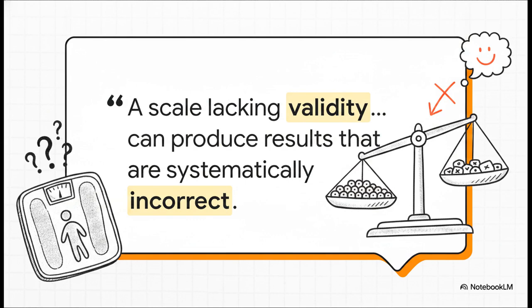So, the absolute crucial takeaway here is this. Highly consistent but invalid data is actually way worse than no data at all. Why? Because it leads to highly confident yet entirely flawed decisions. Think about a bathroom scale that is always exactly 50 pounds off. Is it reliable? Yes. Is it valid? Not at all. So the next time you design a survey or you're looking at some flashy data set in the news, ask yourself the most important question in research. Are they truly measuring what they think they're measuring?